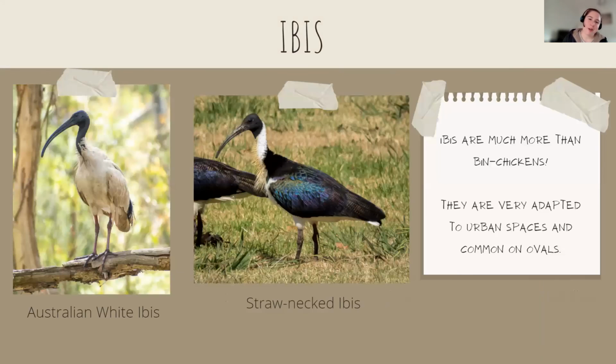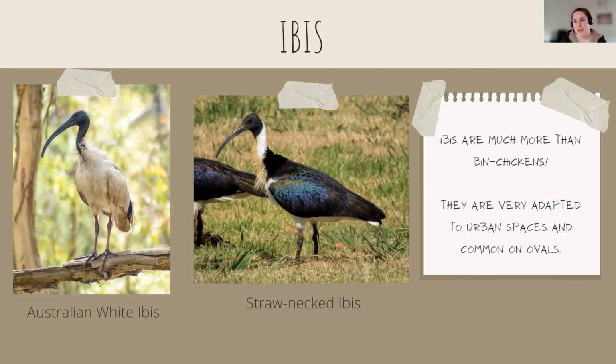We can't talk about birds in schools without talking about the beloved bin chicken. We have 2 different types of ibises in Victoria. The Australian white ibis and straw-necked ibis. The Australian white ibis is the one that you're most familiar with. Probably, I think of them as like a Disney villain face, that bold black head, and then they have their white feathers. And then you have the way more beautiful straw-necked ibis with the metallic sheen feathers.